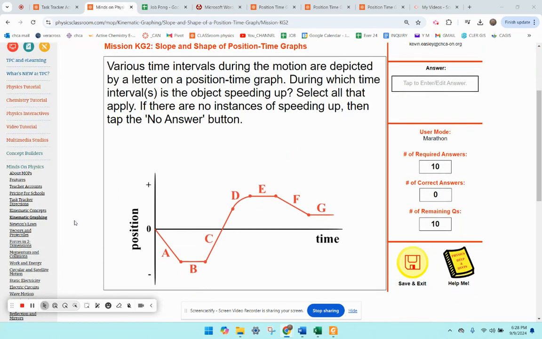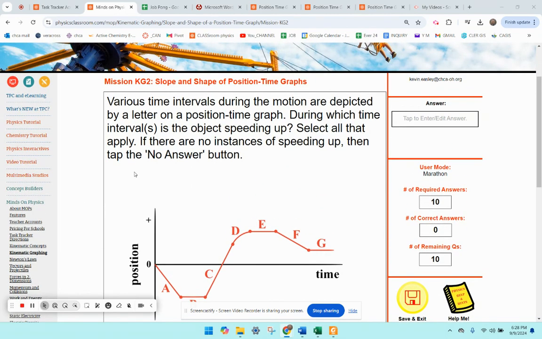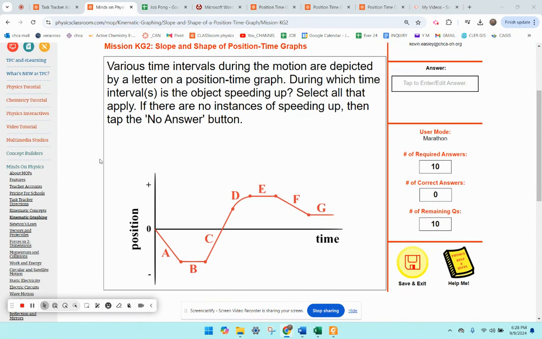All right, so we're looking here today at Physics Classroom, Mission KG2. This is a Minds on Physics, slope and shape of position time graphs. So the question is, various time intervals are shown and depicted by a letter in a position time graph. During which time is the object speeding up? Select all that apply. If there are no instances of speeding up, then tap no in the answer.